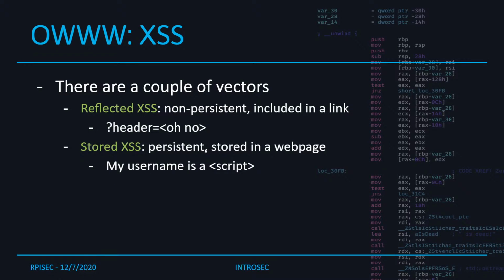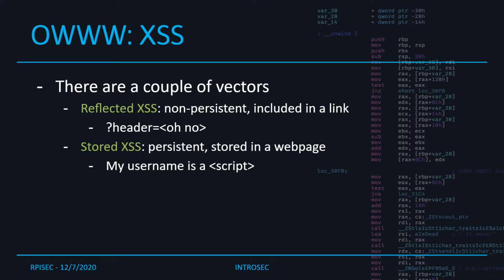We have what we call reflected XSS, which is non-persistent. That means someone sends me an evil link that, when I open it, causes the website to malfunction. For example, there might be a field for a custom header, and they could put some weird script in there that will just run it.